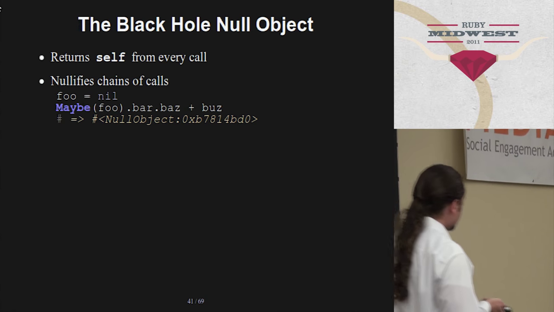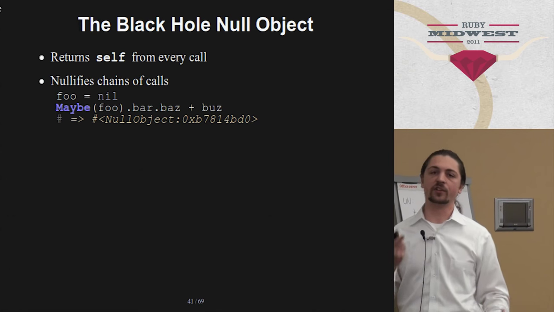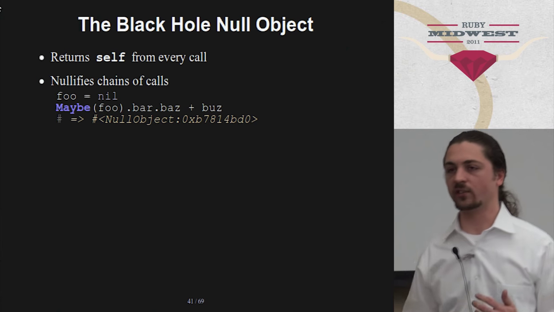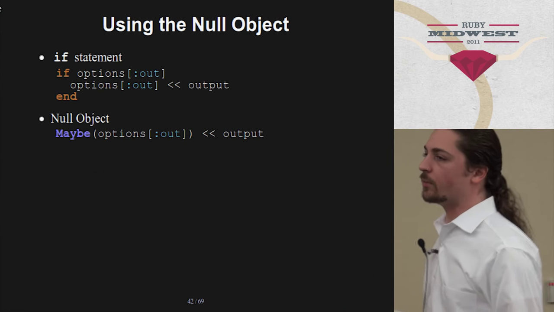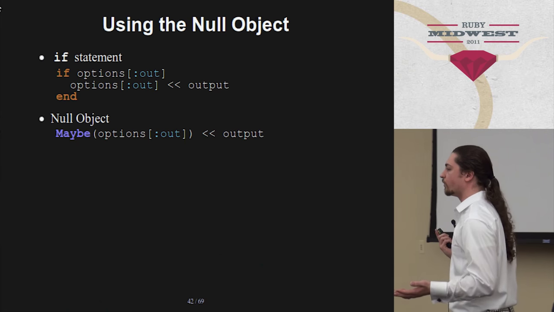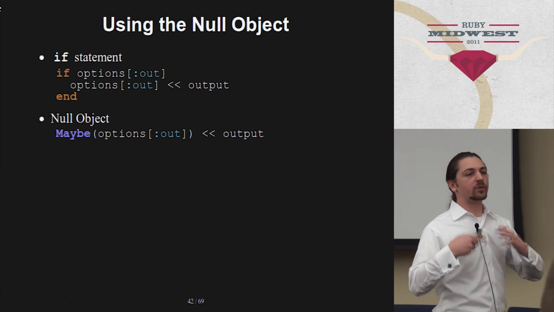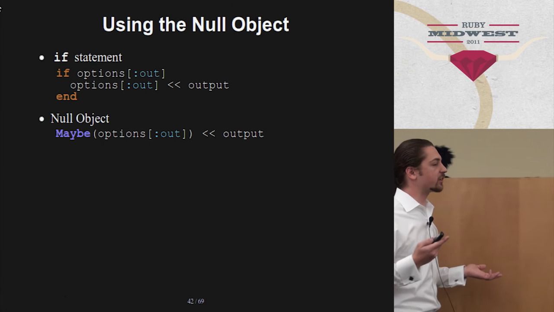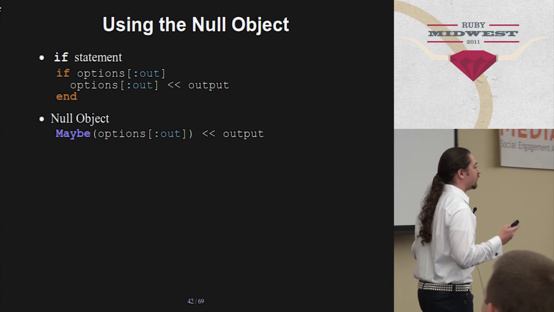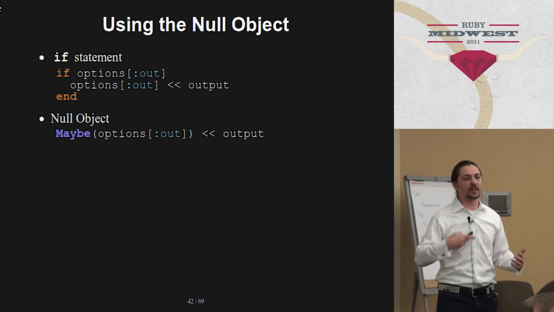We can use this to make our code a little bit more confident. By the way, this particular variety of null object is known as a black hole object, because it returns self, so you can nullify arbitrary chains of execution. Here's an if statement where we say, if the client has specified that out option, then write the output to that variable, otherwise don't. We can replace that with our little maybe helper, which will construct a null object in the case that it's nil. And now we can confidently write output without any kind of conditional there, because we know that even if it's nil, it'll be replaced by a null object, and the null object will just take that input and do nothing with it.